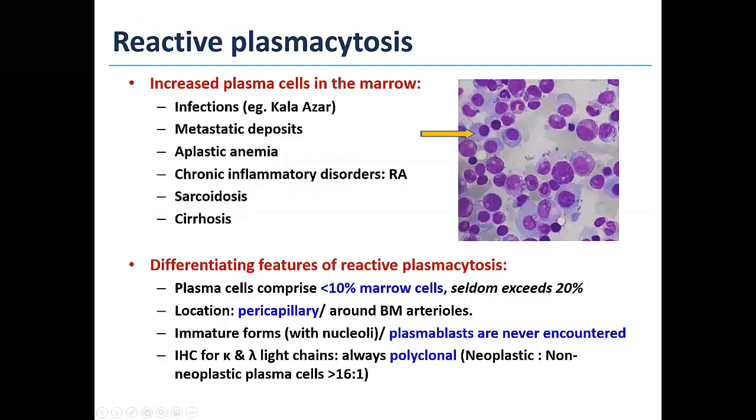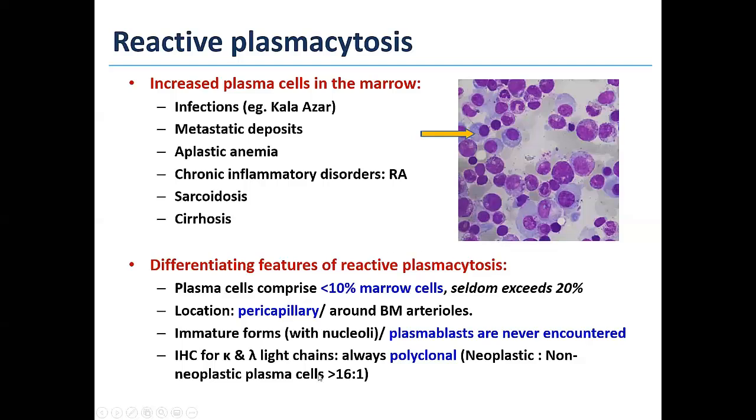So what is reactive plasmacytosis? We have already seen it in various infections like Kala-Azar. I showed you the picture in the very first lecture. Metastatic deposit, aplastic anemia, chronic inflammatory disorders, sarcoid, cirrhosis. These are some of the common causes of plasmacytosis which is reactive. So that means these plasma cells are not clonal. Some will be kappa positive, some will be lambda positive.